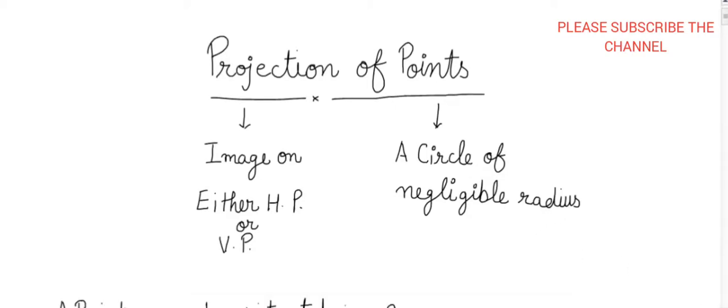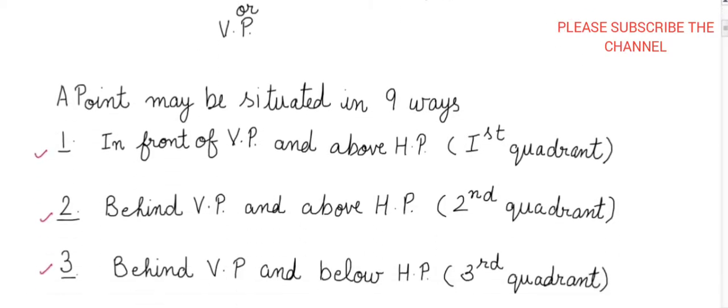So a point may be situated in 9 different ways. Projection of points. First one is in front of VP and above the HP, which is also known as first quadrant or first angle of projection. And the second case is the point lies behind the VP and above the HP, which is also known as second quadrant, or you can say second angle projection.